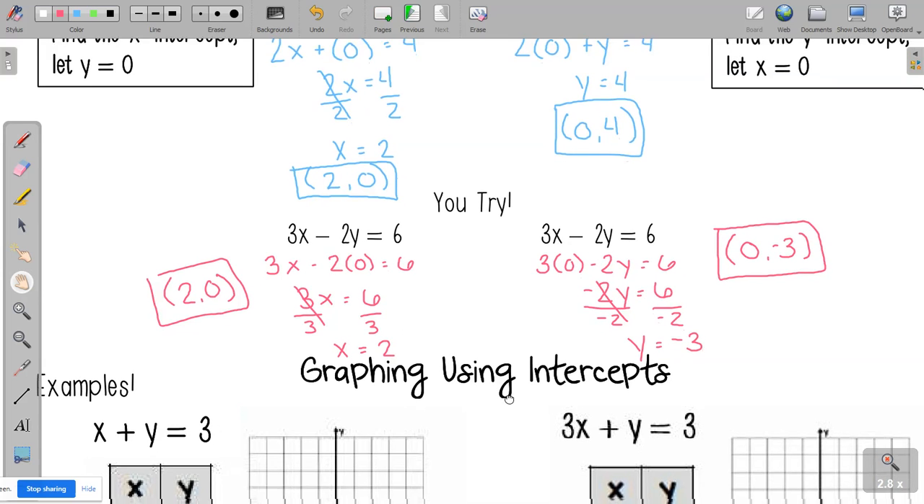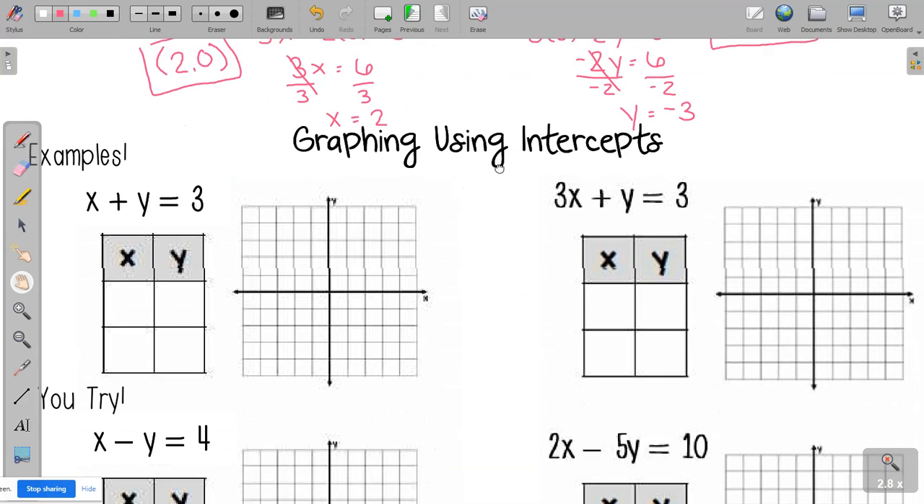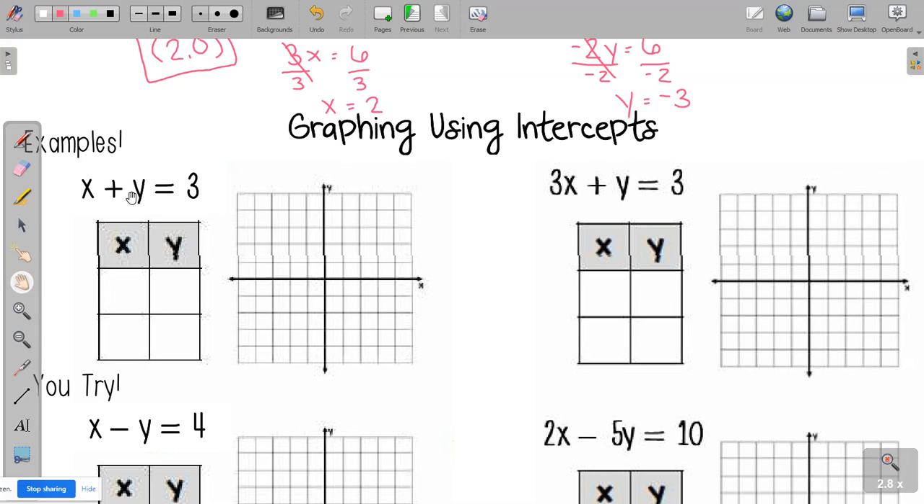So now we're going to take our intercepts and apply it to graphing. So we're going to solve to find our y-intercept and our x-intercept, and then graph those 2 points. So, x plus y equals 3. If we substitute 0 in for x, we get 0 plus y equaling 3. So then y equals 3. So we have the point 0, 3.